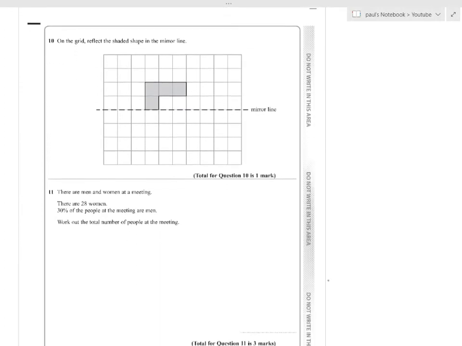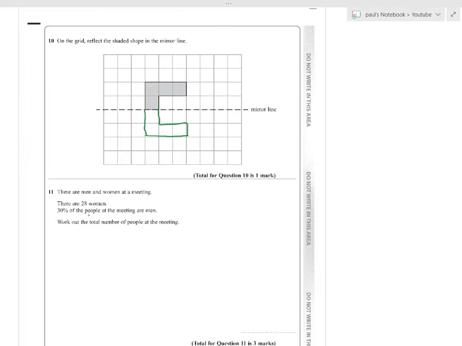Right, on the grid, reflect the shape in the mirror line. Okay, so we're going to do that. Oh, nice and easy. There are men and women at a meeting. There are 28 men. 30% of the people are men. So work out the total number of people.